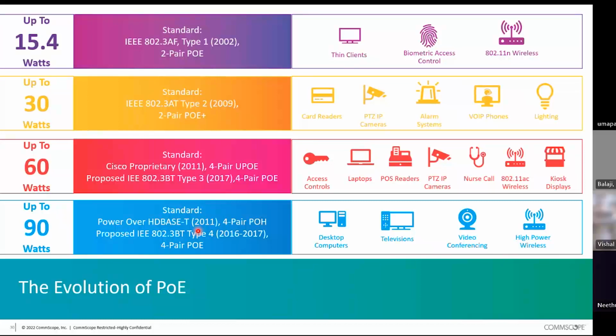If you look at the PoE evolution, it all started with the 15.4 watts requirement, which supported thin clients, biometric control, or the earlier wireless standard 802.11 devices. Later it developed into a 30 watts requirement. With 30 watts, you can power your PTZ cameras, alarm systems and, as I mentioned, lighting, the light fittings that come in the ceiling.